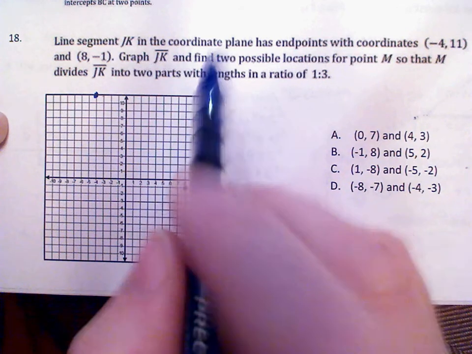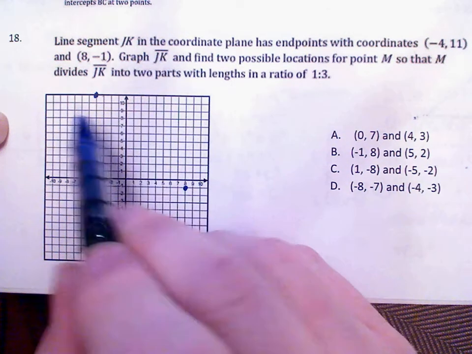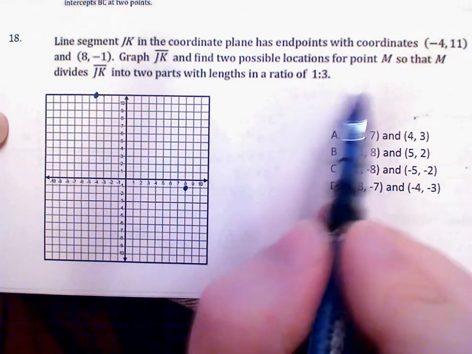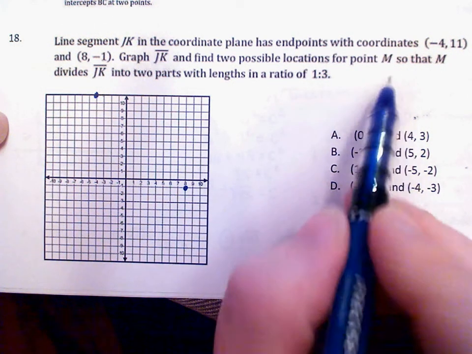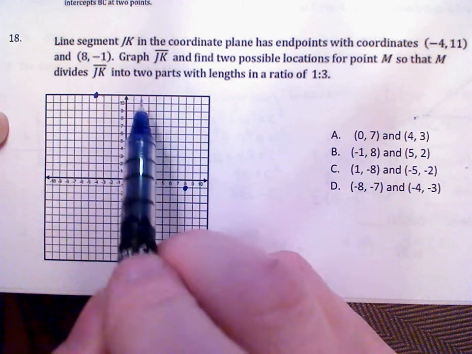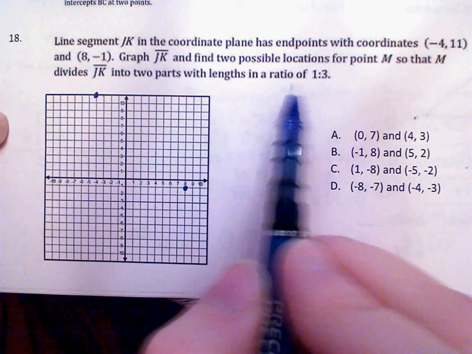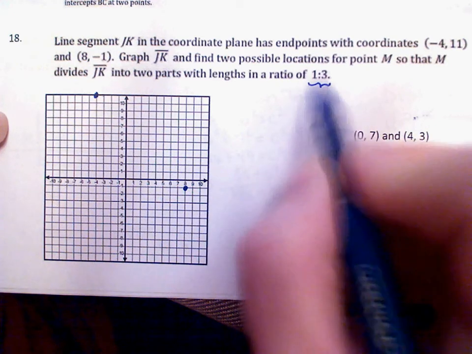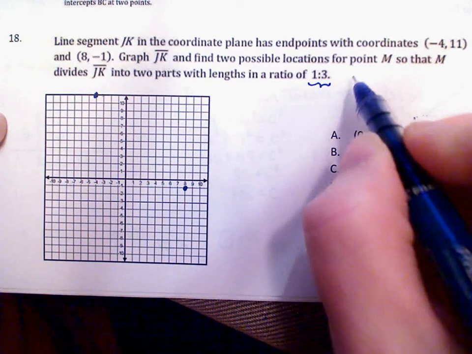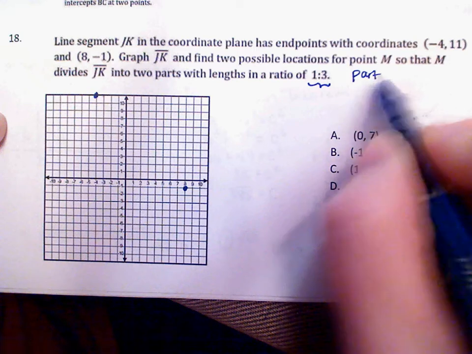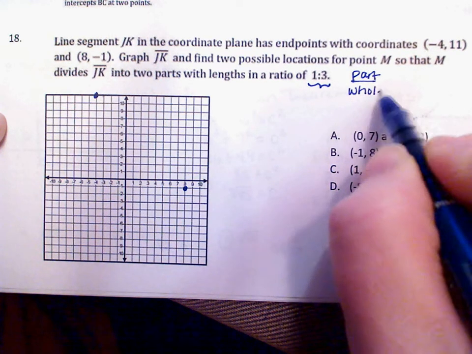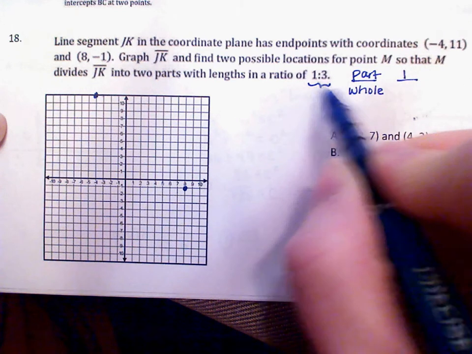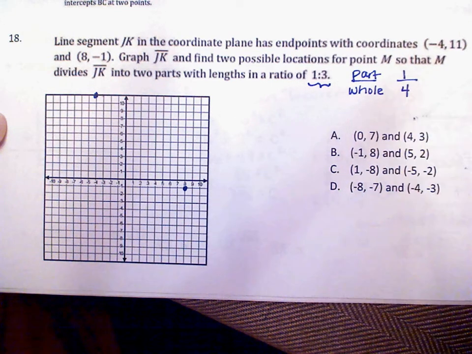It says that we want to graph JK, which we could connect those to graph JK, and then find 2 possible locations for point M so that M divides that segment into 2 parts with lengths in a ratio of 1 to 3. So remember, the first thing you want to do is convert that ratio to a fraction. It's going to be a part over whole fraction. The part we want is the first number, and the whole is adding those 2 numbers together. So as a fraction, that would be 1/4.